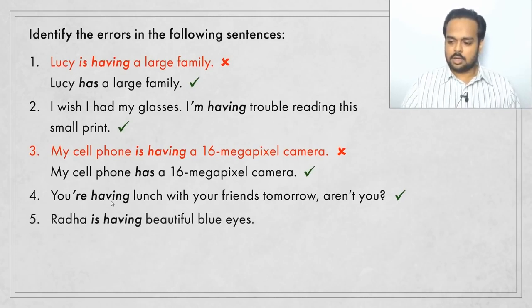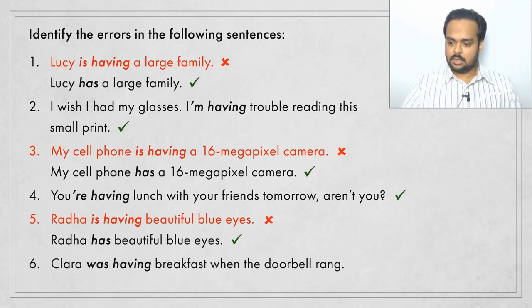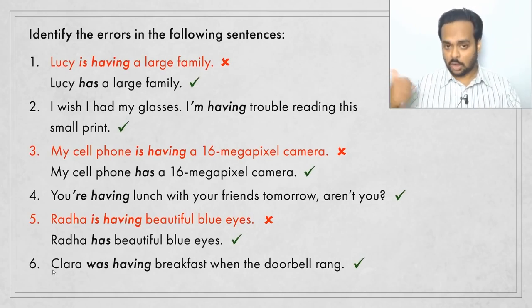Number five, Radha is having beautiful blue eyes. Yes or no? No. Radha has beautiful blue eyes is correct because that is a characteristic, a feature of her body. Number six, Clara was having breakfast when the doorbell rang. This should be easy for you. This is correct because we mean Clara was eating breakfast when the doorbell rang. And here you see having used in a past sense. Clara was having breakfast. That's also okay.